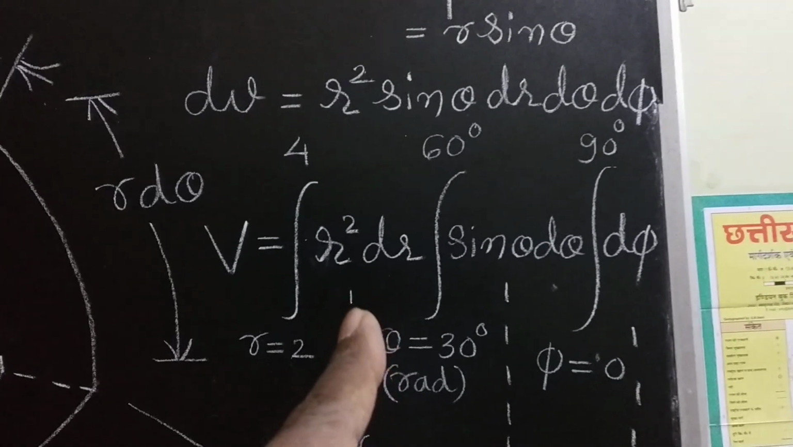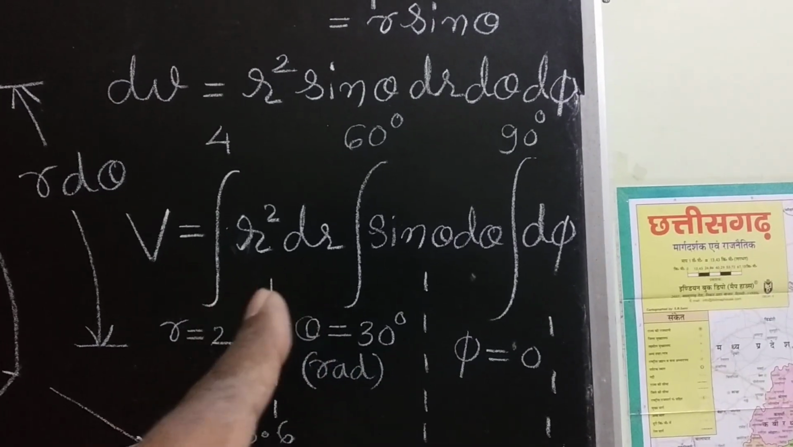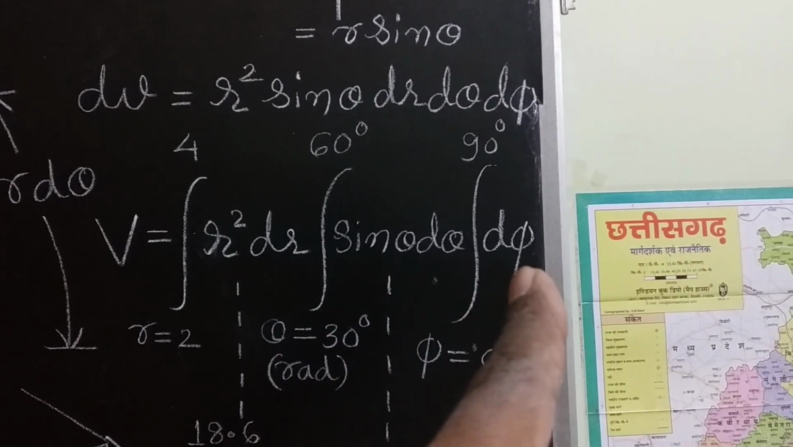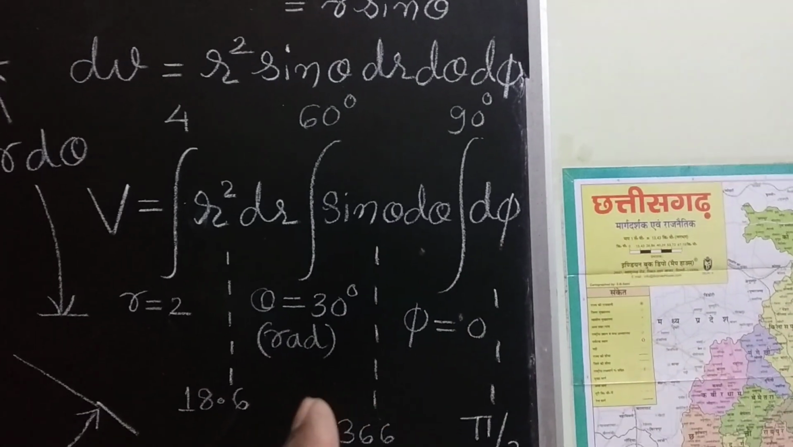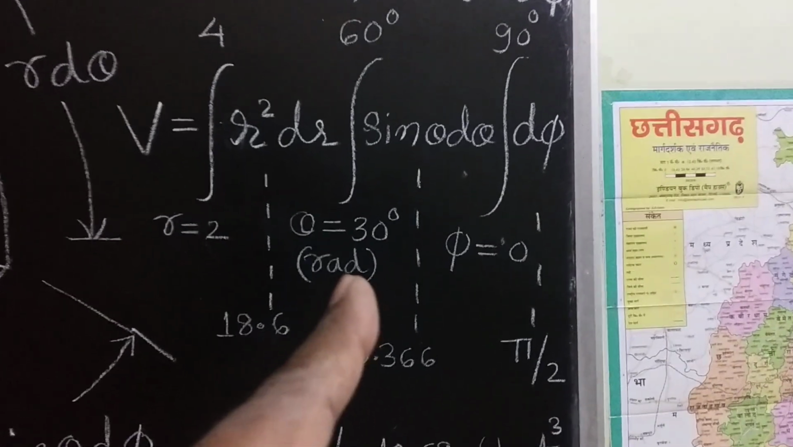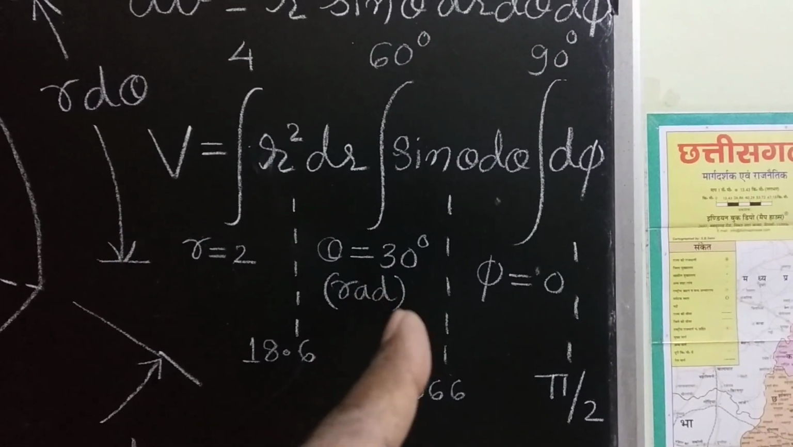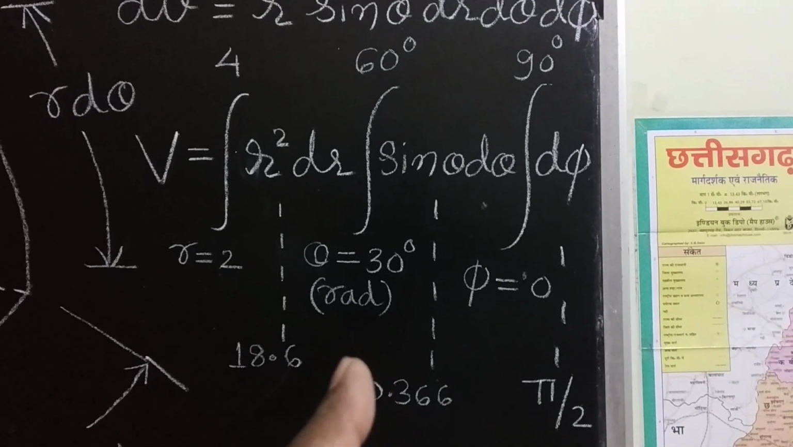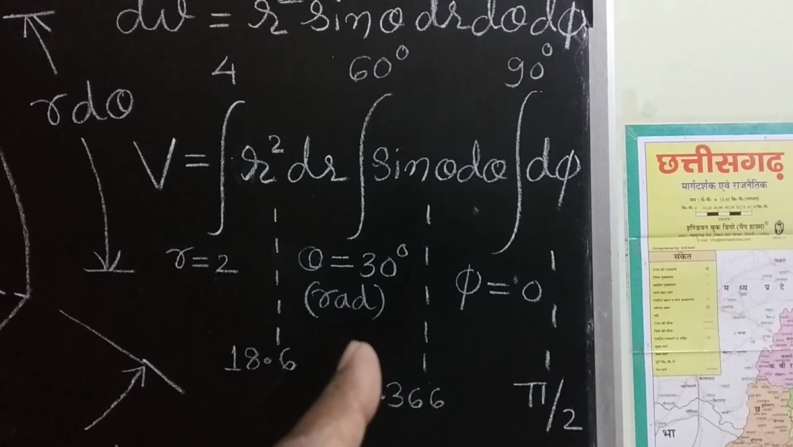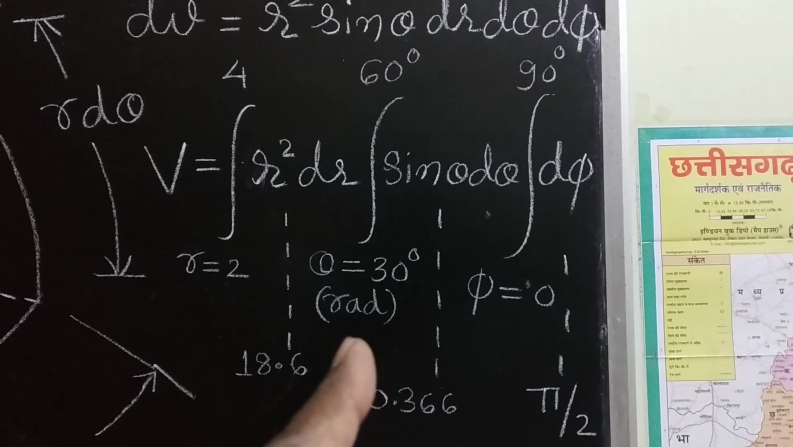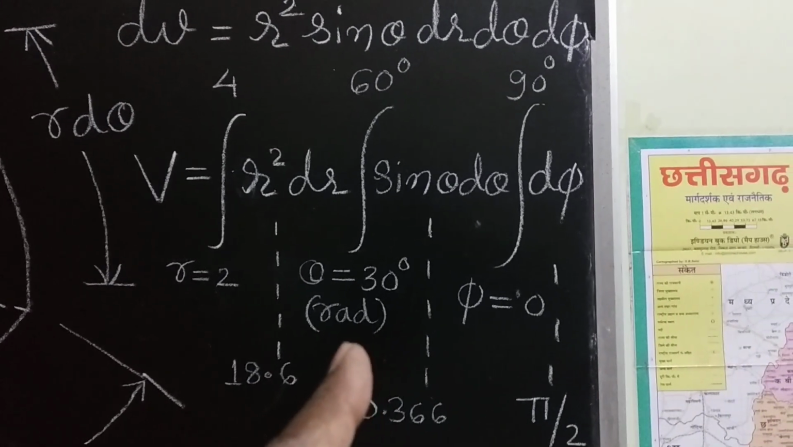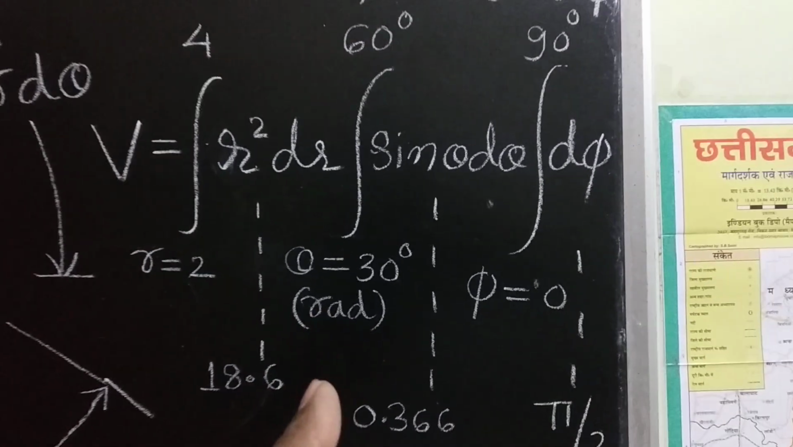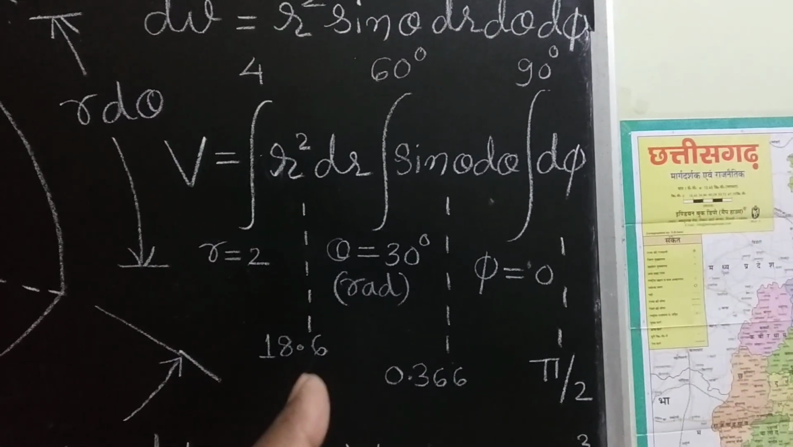And we have to calculate these integrations: r square dr first, then sin theta d theta, and then d phi. Now, one thing we should keep in mind is that theta must be in radians. Then only our answers will be correct. So theta should be in radians, and if we are using a calculator, we should keep the calculator mode in radians. And thus we can calculate these integrations.